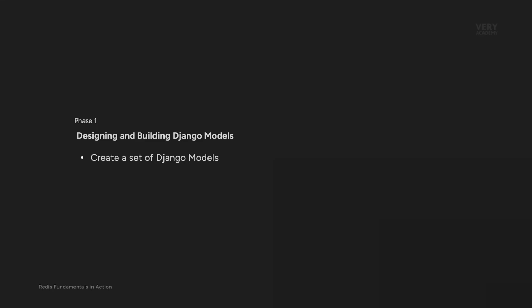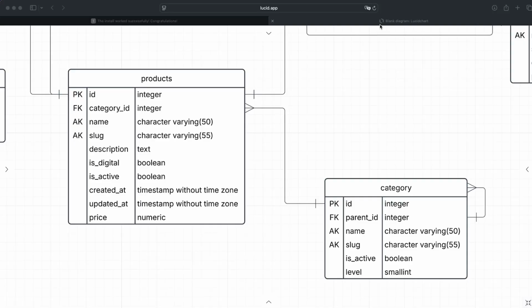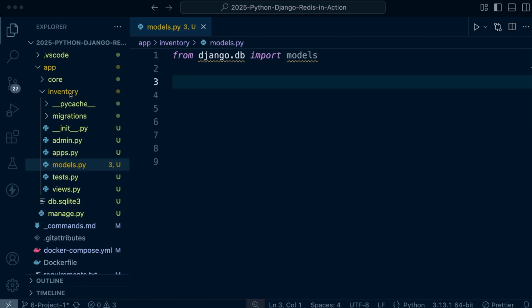In order for us to interact with our database tables and build our database tables in the database, we're going to create a set of Django models. In this project, we simply need a table for products, so we'll go ahead and create a products and category table. So head over to inventory models.